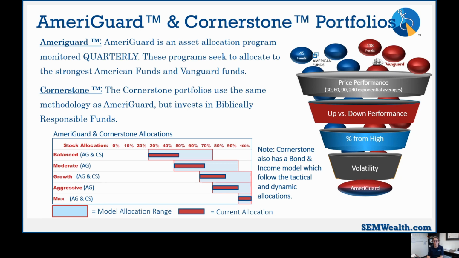Finally, AmeriGuard and Cornerstone, they can now sell intra-quarter. It was something that we added with Cornerstone and then put into AmeriGuard. They're basically halfway between fully bullish and their bearish positions.